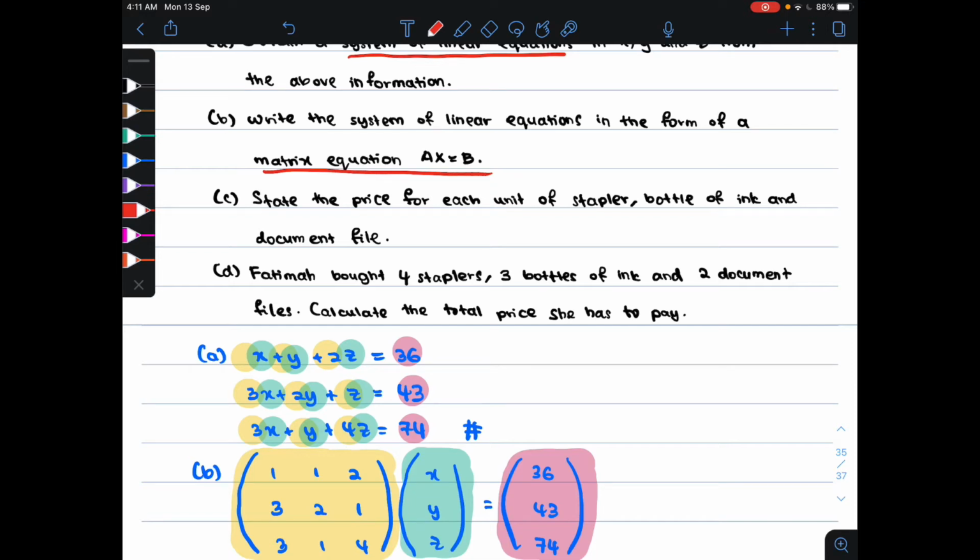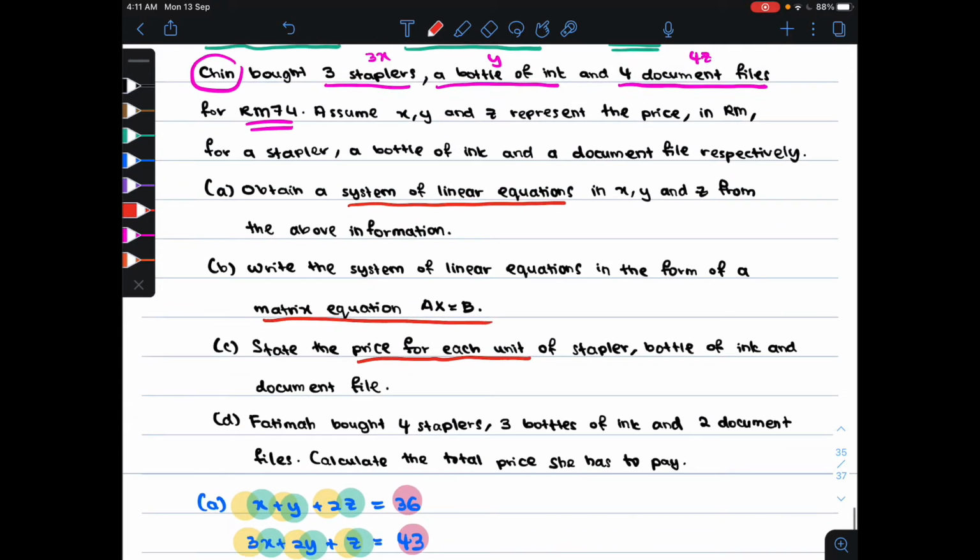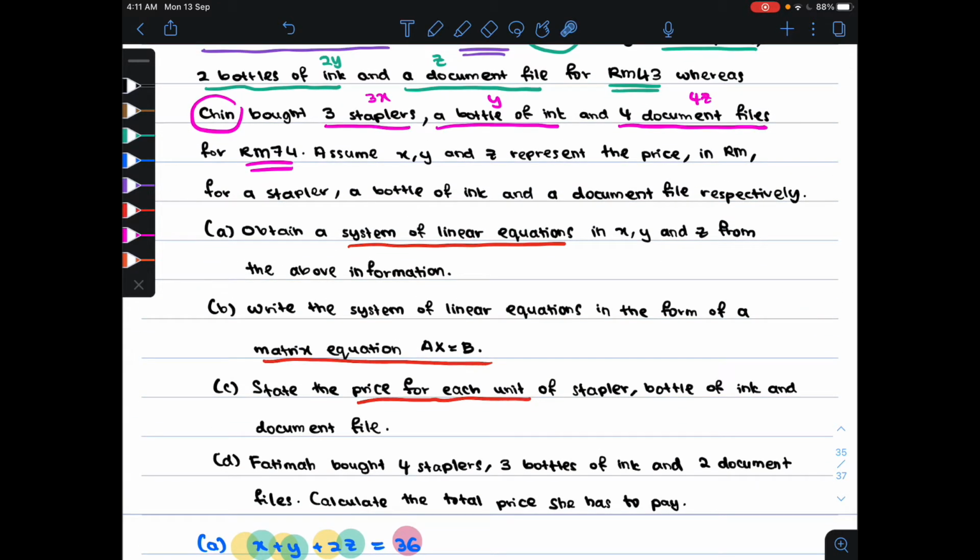For part C, we need to state the price for each unit of stapler, bottle of ink and document file. So, dia suruh cari harga setiap satu stapler, bottle of ink dengan document file kan? So, kalau kamu perasan, dia merujuk kepada X, Y dengan Z. So, this means that we need to find what is X, what is Y, what is Z.